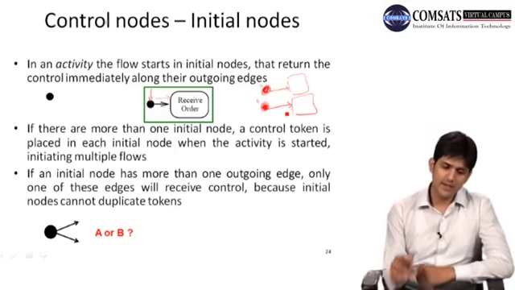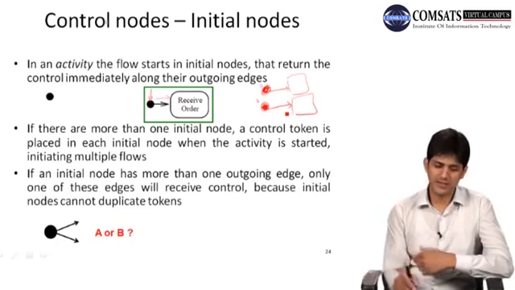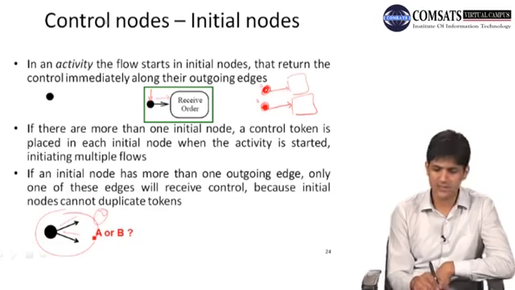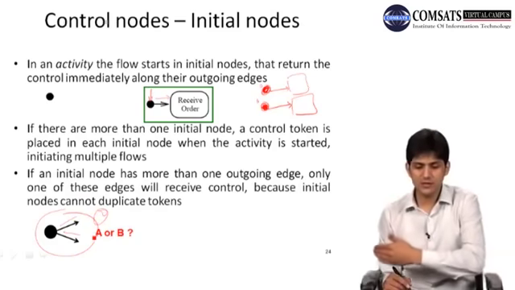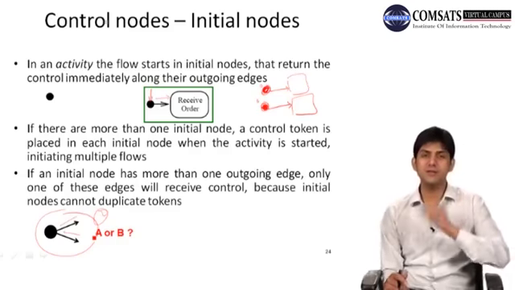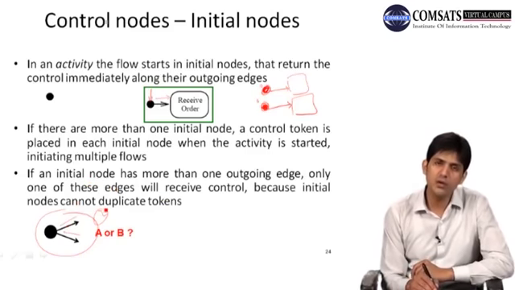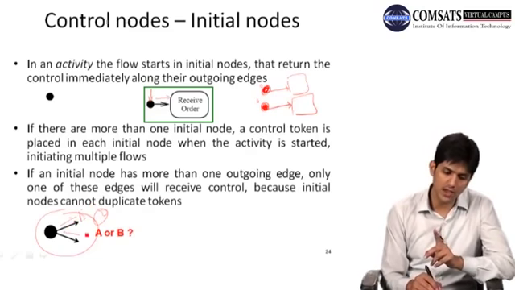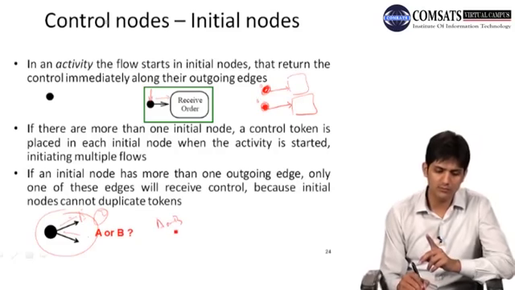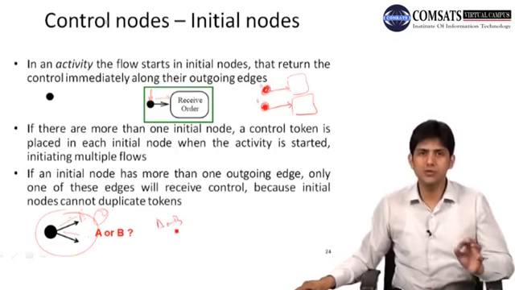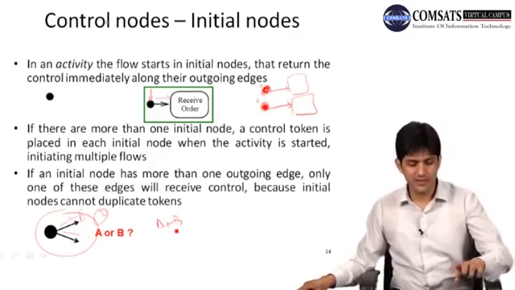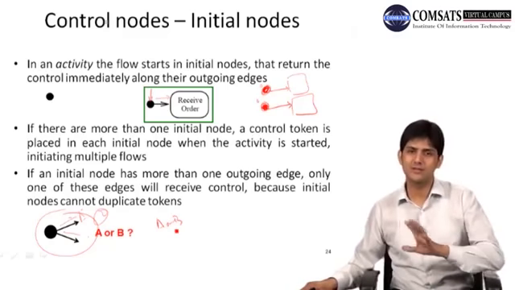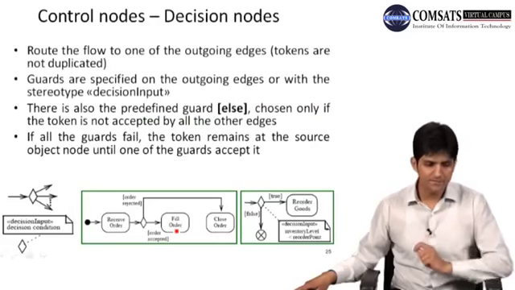And secondly, if an initial node has more than one outgoing edges, जो कि हमने इस केस में देखें कि जो हमारी initial node है, it basically has 2 outgoing edges. Only one of these edges will receive the control because initial nodes cannot duplicate tokens. Now this is something very interesting कि आप initial node से अगर 2 outgoing edges हैं तो you cannot do A and B, you will do A or B, ठीक है, because these initial nodes cannot duplicate tokens. This is something that we need to keep in mind.